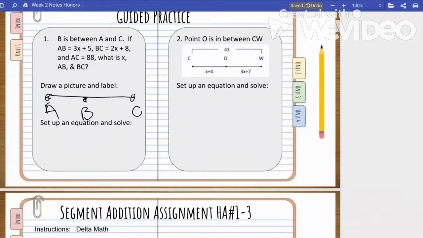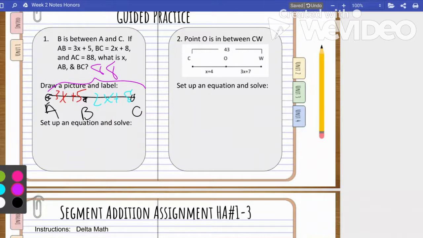Okay, it says AB is 3x plus 5. So AB, I'm going to mark this as 3x plus 5. And it says B to C is 2x plus 8. And AC is equal to 88. So A to C, that's the whole thing, is 88.